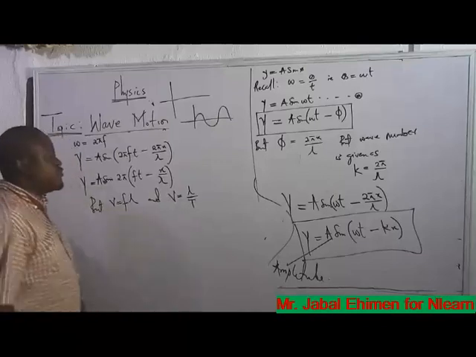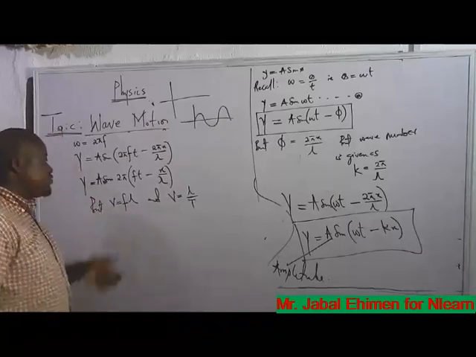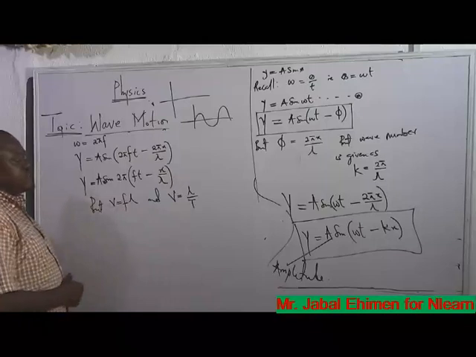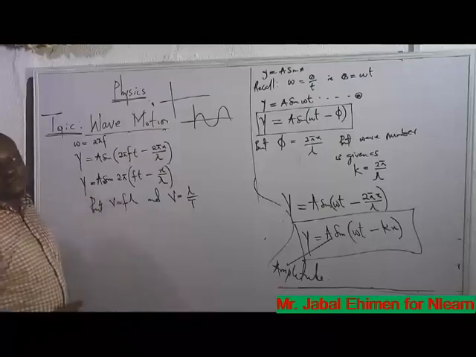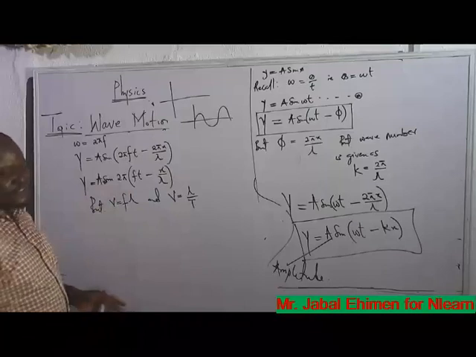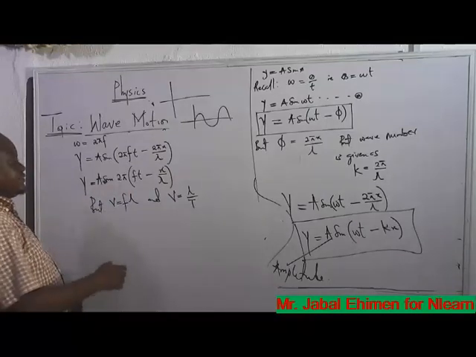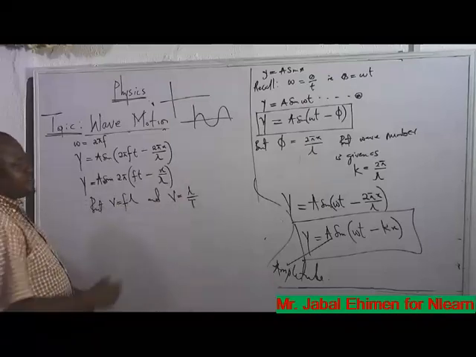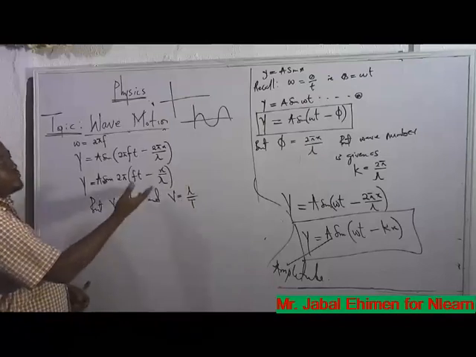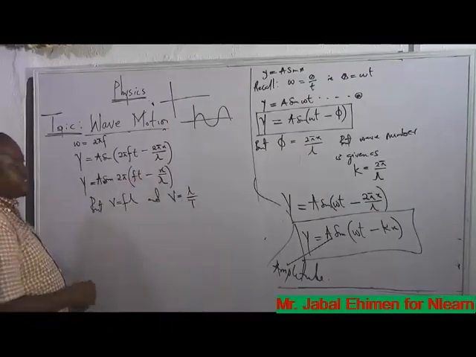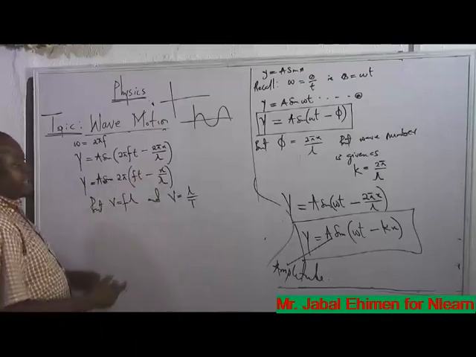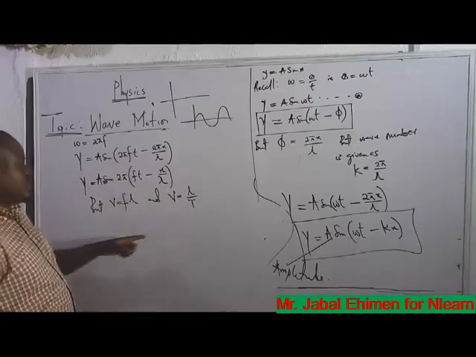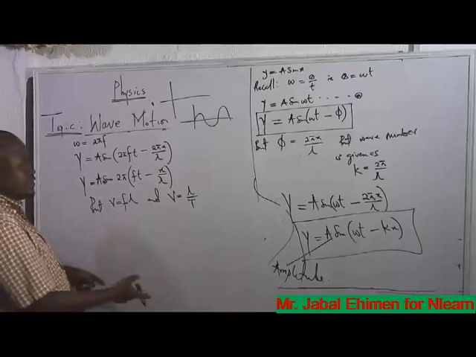Because these two values do exist, it is possible for us to change the whole setting of this write-up. It's easy for us to do that. So v is f lambda and v is lambda over t. Any of these values can change the whole writing of this system. Like, for example, I can say that lambda is vt. If I want to, I can say that v is f lambda.